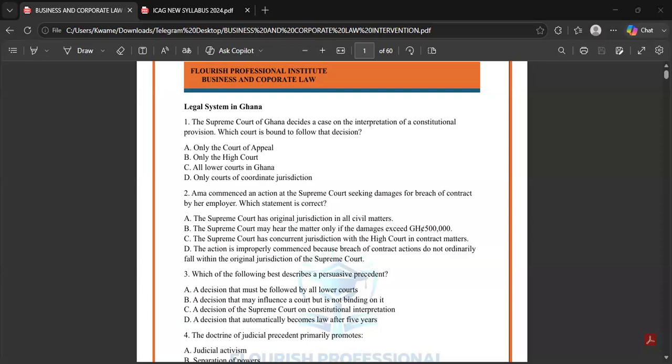Please attempt it for us, and we discuss. I think it's A. The Supreme Court has original jurisdiction in all civil matters. Okay. What are your thoughts?